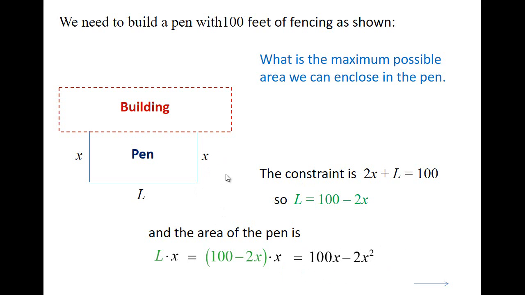Let's do a reality check. Notice that x cannot be negative, so x is greater than or equal to 0. But also notice that x couldn't be bigger than 50, because if x is 50, then 2x is 100 and L would be 0. If I pick x bigger than 50, then L would become negative, right? So x couldn't be bigger than 50 either.